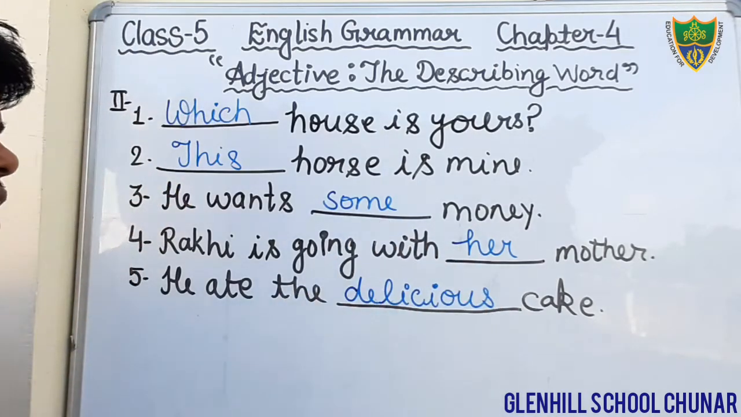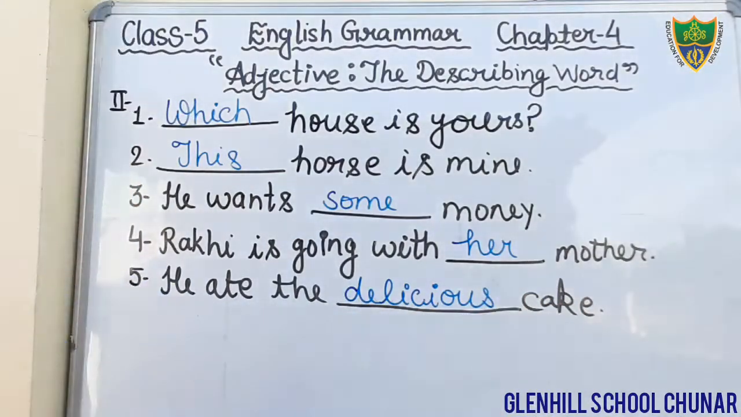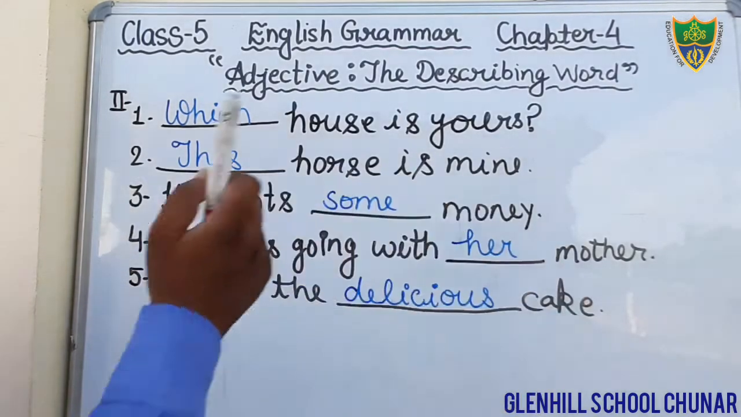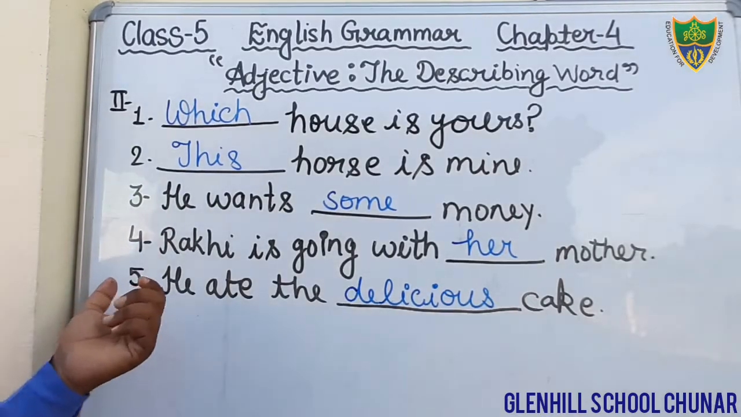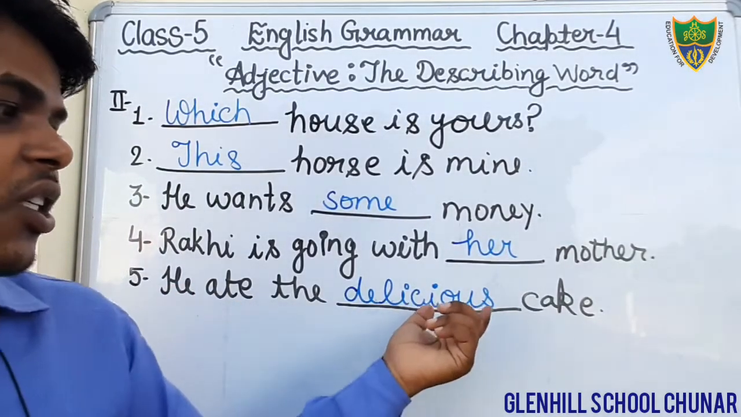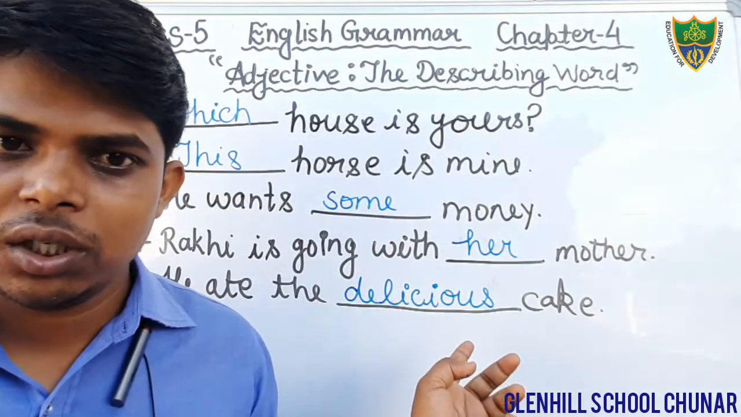Okay students, just fill here. He ate the delicious cake. Delicious means swadisht. Okay, he ate the delicious cake. Okay students, just fill in the question number 5. He ate the delicious cake. You will fill the word delicious in the book. Okay.